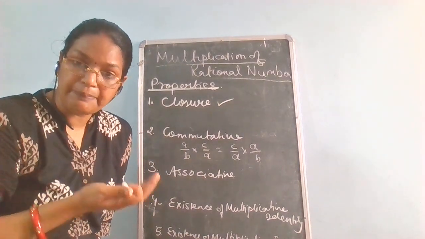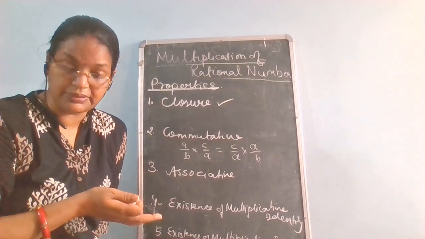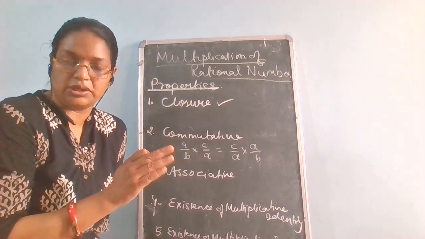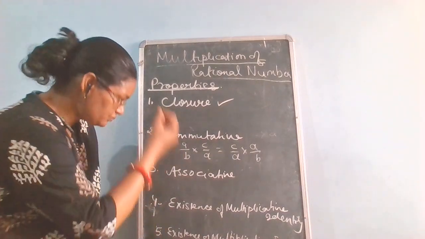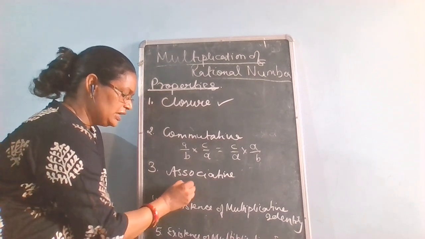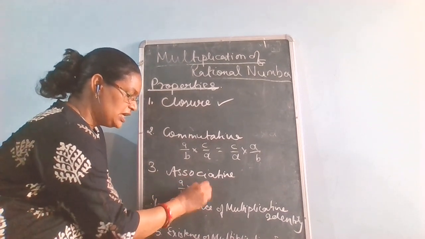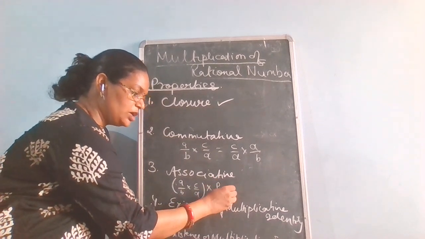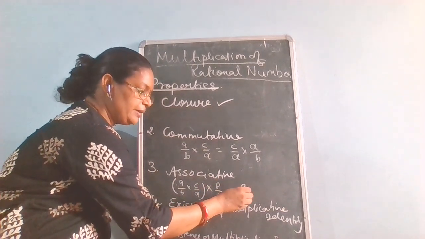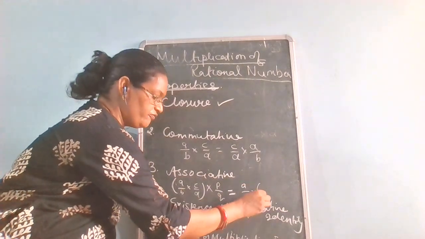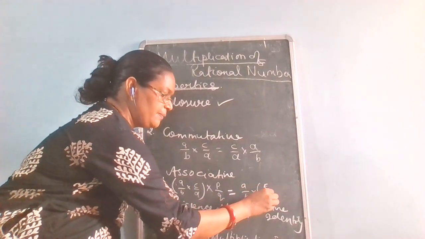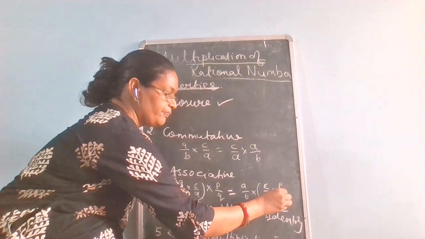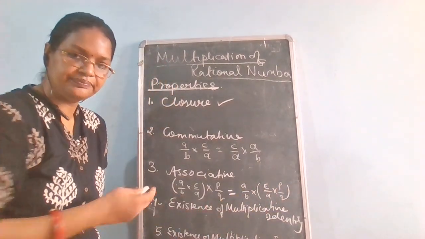If we are multiplying three rational numbers and we are changing the orders, the result is same. A by b into c by d, first we multiply this and then multiply p by q, or a by b is multiplied later on. First we multiply c by d and p by q. The result is same. Okay.